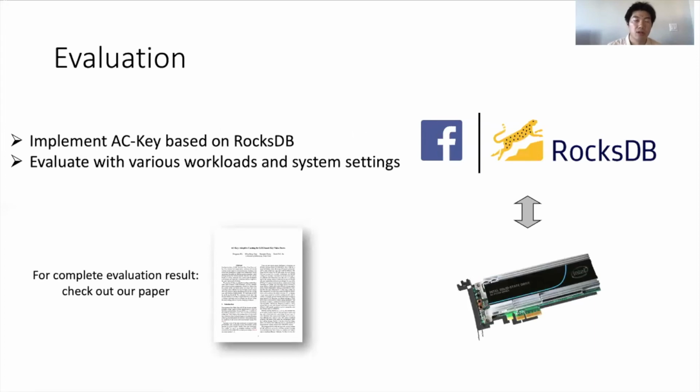Evaluation. So we implement AC key based on RocksDB, which is widely used in the industry and open sourced. We implement AC key and evaluate it against other competing schemes with various workloads and system settings. For a complete evaluation result, feel free to check out our paper. We will only present two representative evaluation results in this presentation to illustrate how our adaptive scheme works.